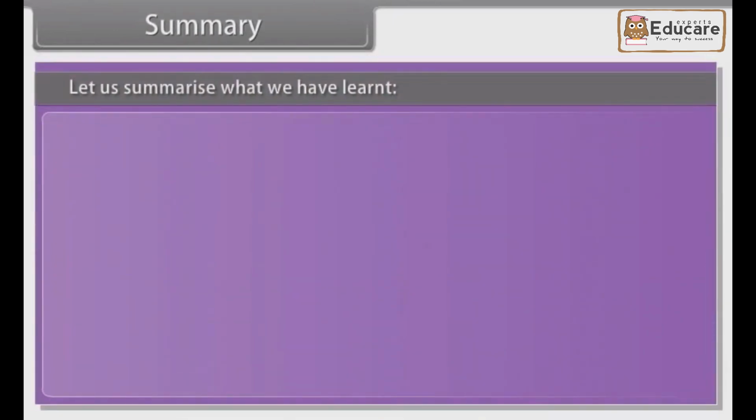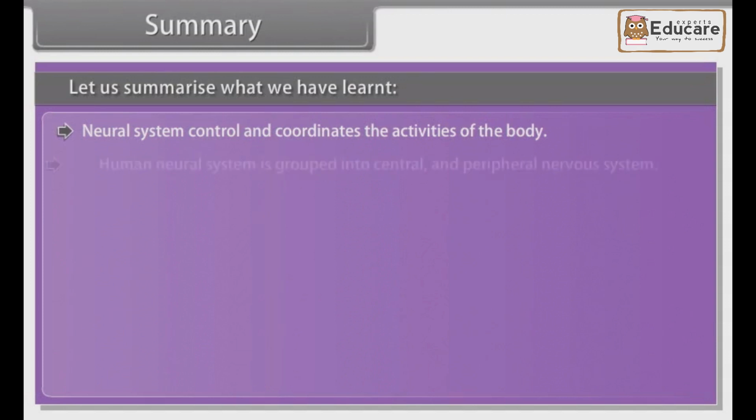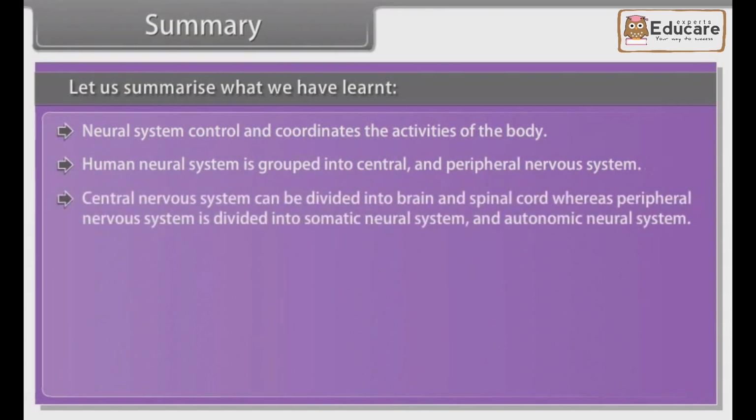Summary. Let us summarize what we have learnt. The neural system controls and coordinates the activities of the body. The human neural system is grouped into the central and peripheral nervous system. The central nervous system can be divided into the brain and spinal cord, whereas the peripheral nervous system is divided into the somatic neural system and the autonomic neural system.